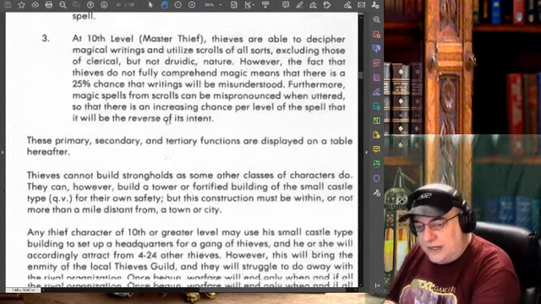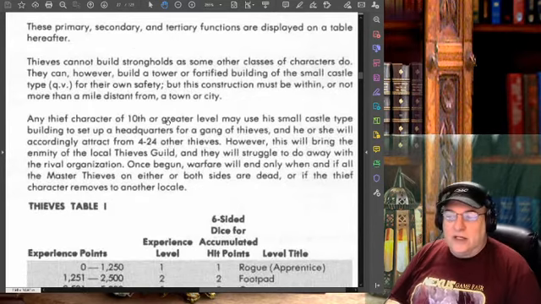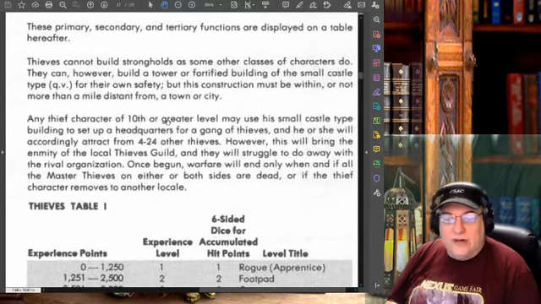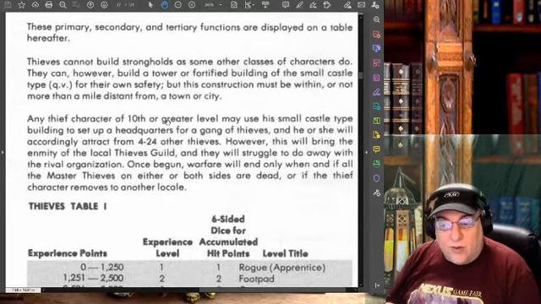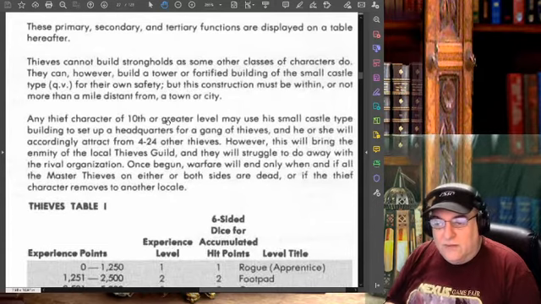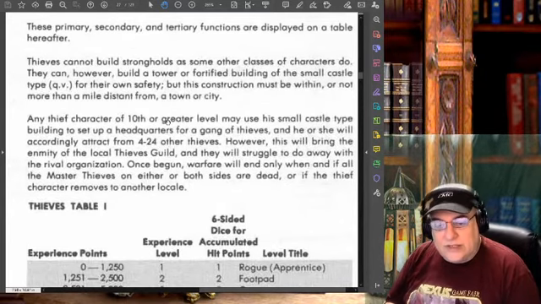These primary and secondary and tertiary functions are displayed on a table thereafter. Thieves cannot build strongholds, as some other classes of characters do. They can, however, build a tower or fortified building of a small castle type for their own safety, but this construction must be within and not more than a mile distant from a town or city.